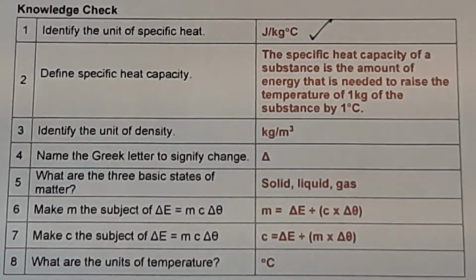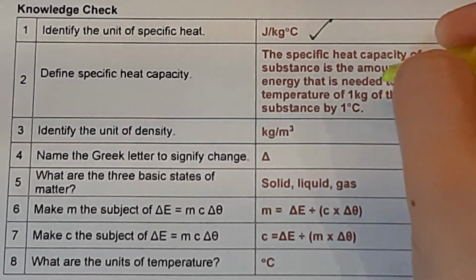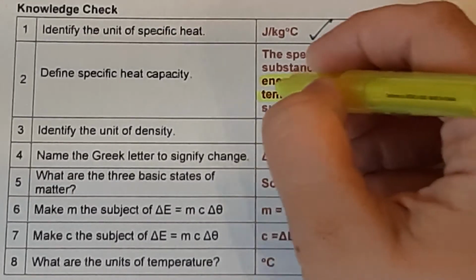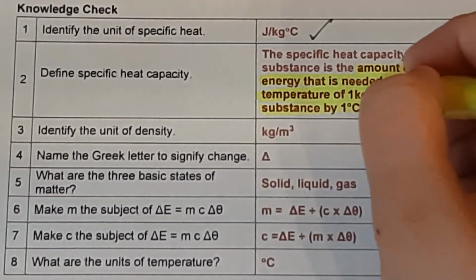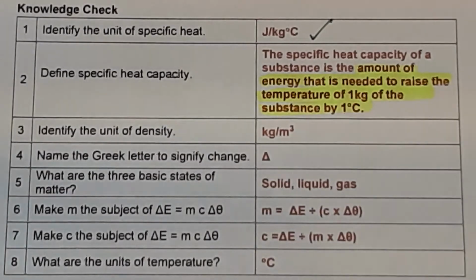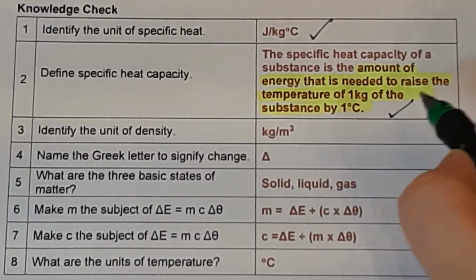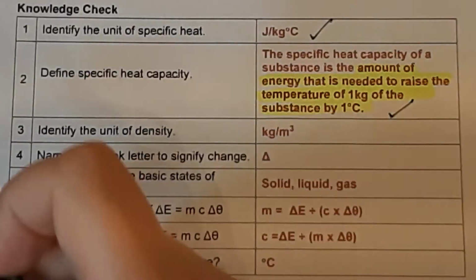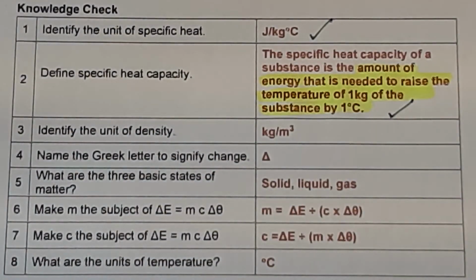Question 2, define specific heat capacity. So the specific heat capacity of a substance is the amount of energy that is needed to raise the temperature of 1 kilogram of the substance by 1 degree Celsius. So you need to have written the part that I'm highlighting here. If you've got that right, please give it a tick. If not, please fully correct the answer by writing in the correct answer, either in the spaces around this or on the notes page.